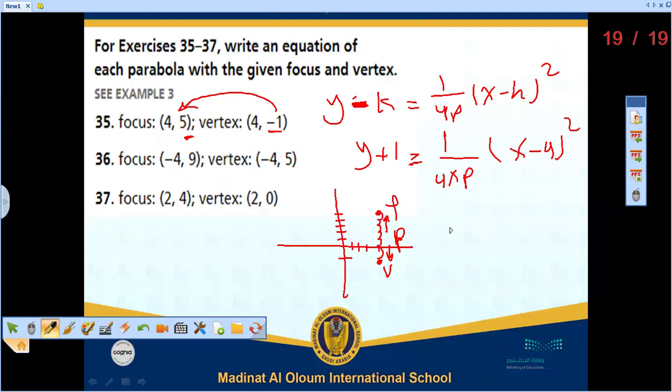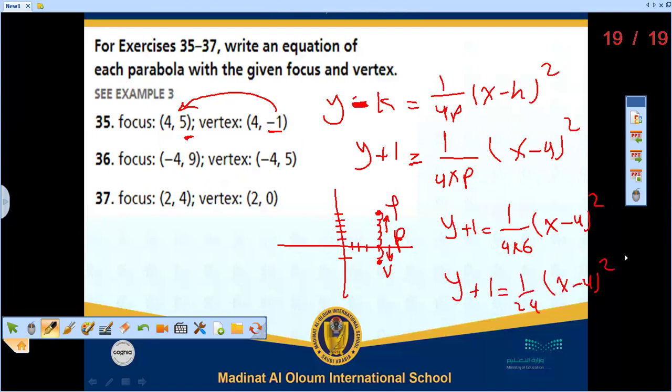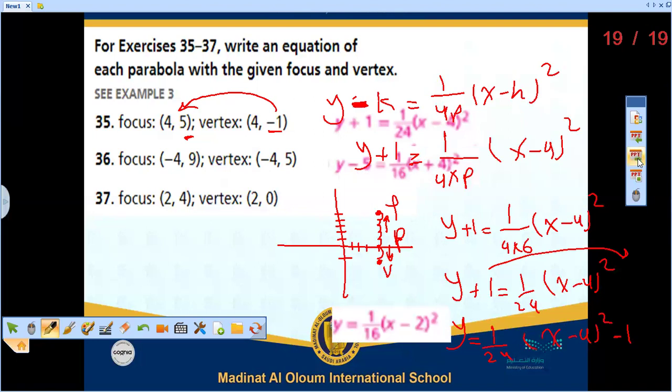It's 6. It means Y plus 1 equals 1 over 4 times 6 times X minus 4 squared. It means Y plus 1 equals 1 over 24 times X minus 4 squared. I can take this one to the right, it's accepted also. Y equals 1 over 24 times X minus 4 squared minus 1. Okay, guys, this is the answer. You can do the rest like this one.